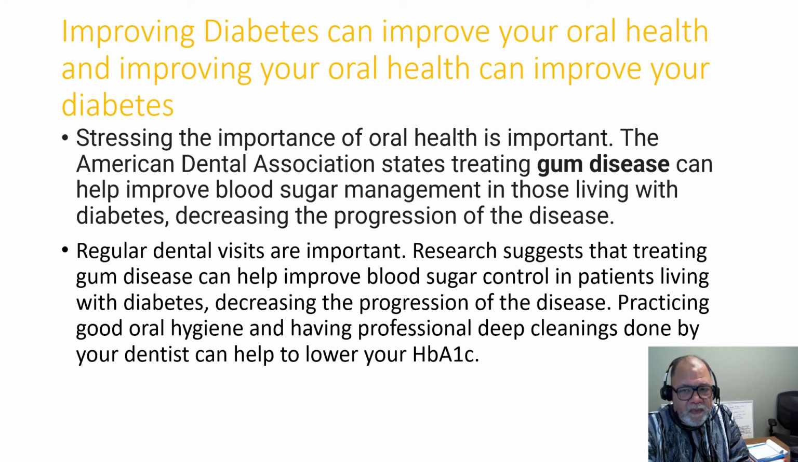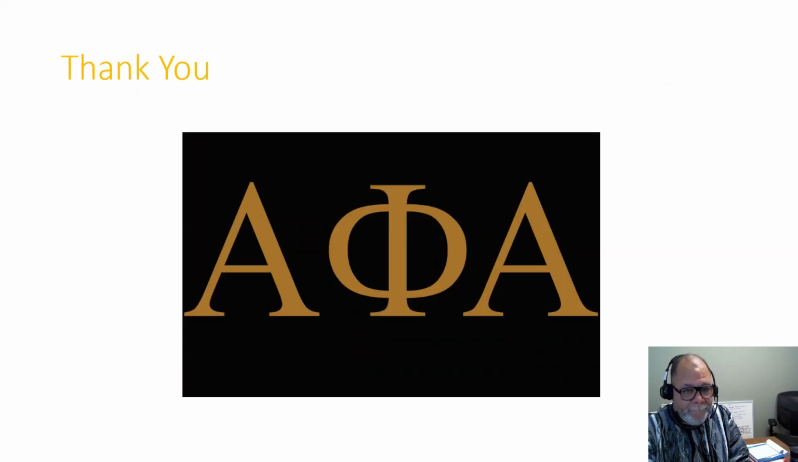Improving diabetes can improve your oral health, and improving your oral health can improve diabetes. Stressing the importance of oral health is important. The American Dental Association states treating gum disease can help improve blood sugar management in those living with diabetes, decreasing the progression of the disease. Regular dental visits are important. Practicing good oral hygiene and having professional deep cleaning by your dentist can help lower your hemoglobin A1C. Thank you very much.